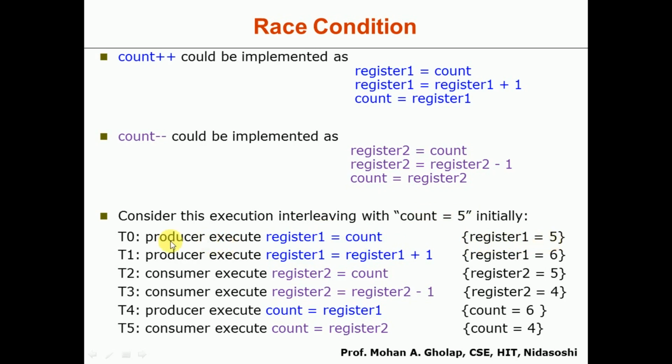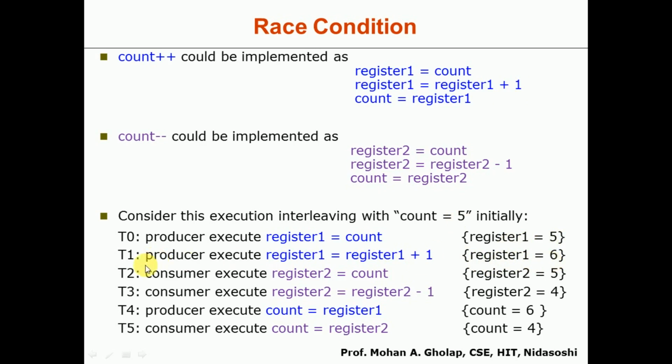After some time, at time t1, let us consider the same process, the producer process, executes the next instruction, register 1 equal to register 1 plus 1. So the value of register 1 will be incremented by 1. Register 1 was 5, plus 1, so register 1 will become 6.